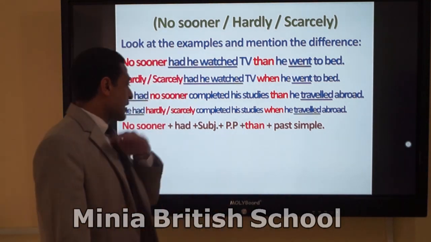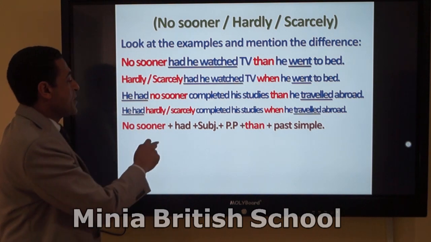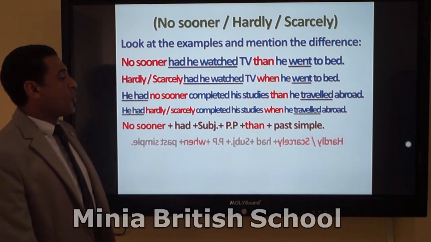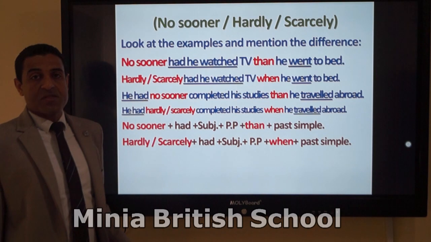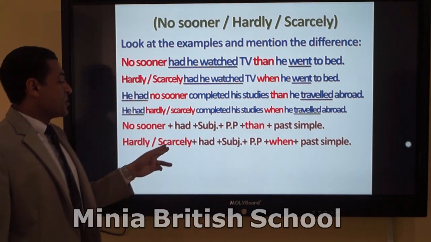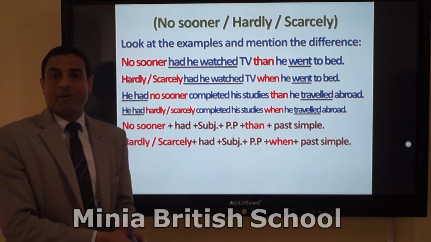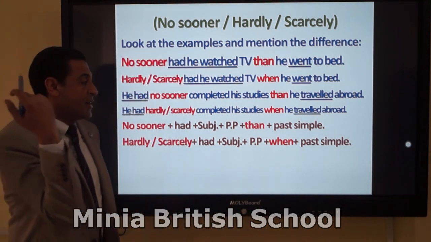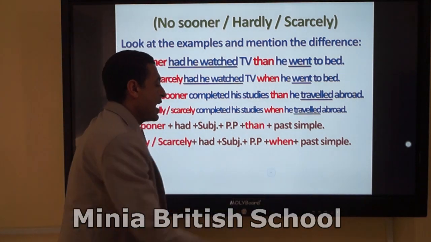And now, let's look at the structure of each sentence. If you start using no sooner: no sooner, had, subject, and the past participle form. Then use than together with the past simple. And this one, hardly or scarcely at the beginning, the same: had, subject, and past participle, but in the middle use when. And then use the past simple tense.